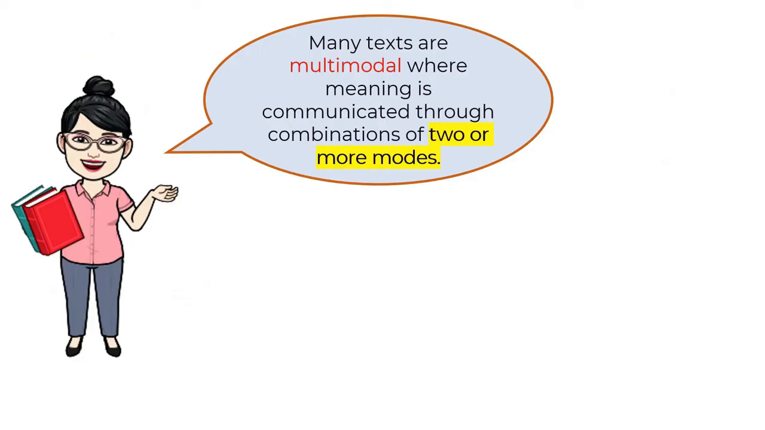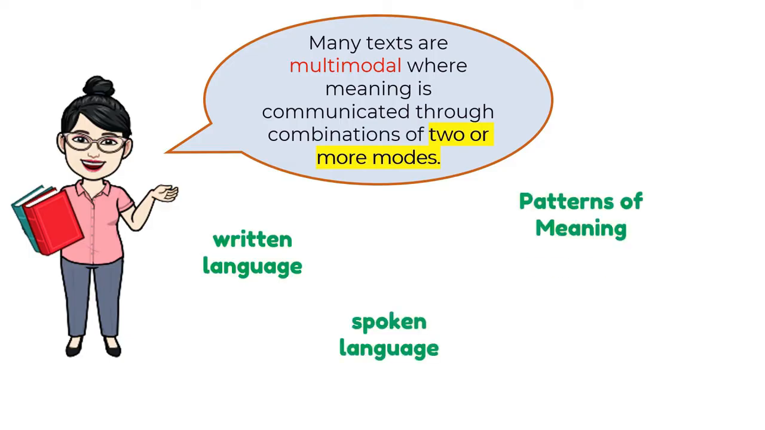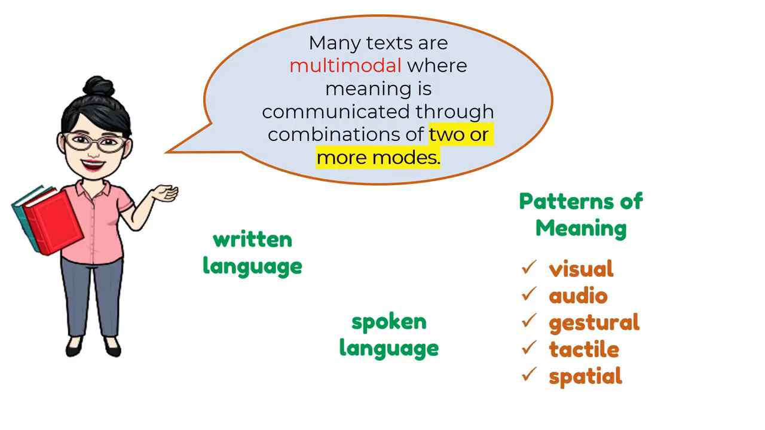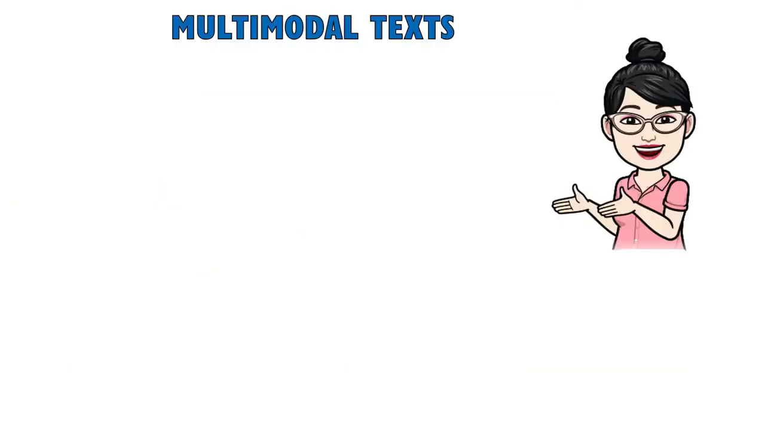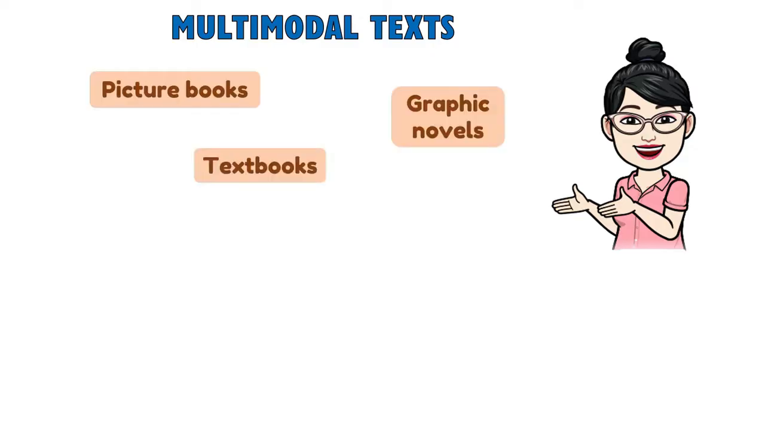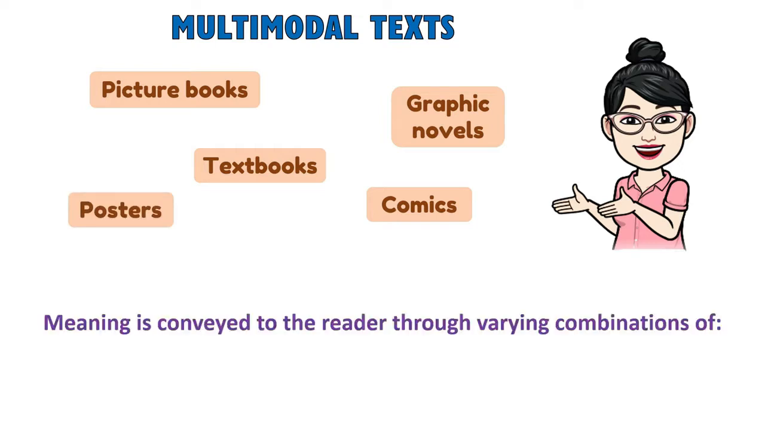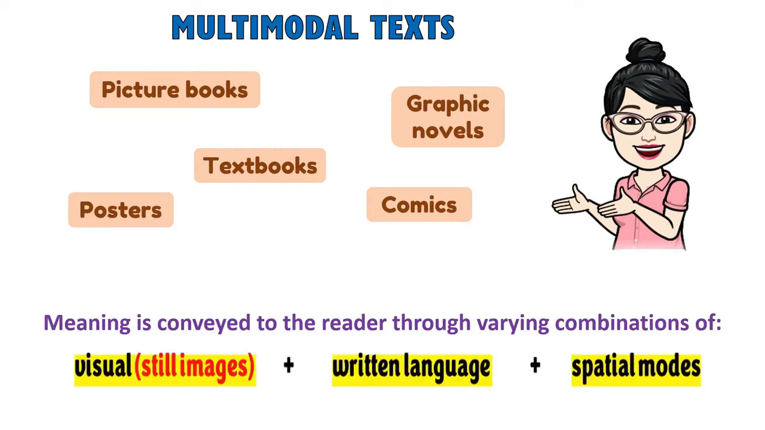Many texts are multimodal, where meaning is communicated through combinations of 2 or more modes. Modes include written language, spoken language, and patterns of meaning that are visual, audio, gestural, tactile, and spatial. Multimodal texts include picture books, textbooks, graphic novels, comics, and posters, where meaning is conveyed to the reader through varying combinations of visual, written language, and spatial modes.